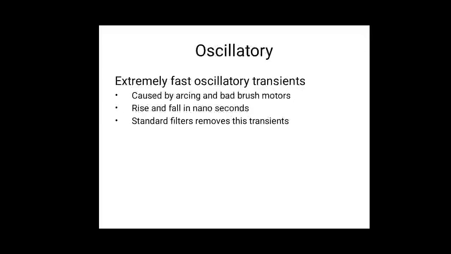Then is extremely fast oscillatory transient, which is caused by arcing and bad brush motors. The rise and fall happens in nanoseconds. By using standard filters, we can remove this transient. These are the types of transients that happen in power system.